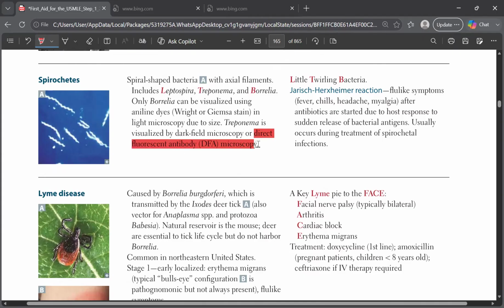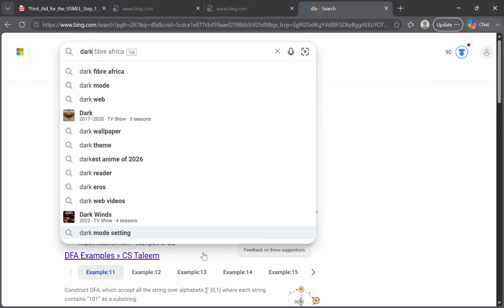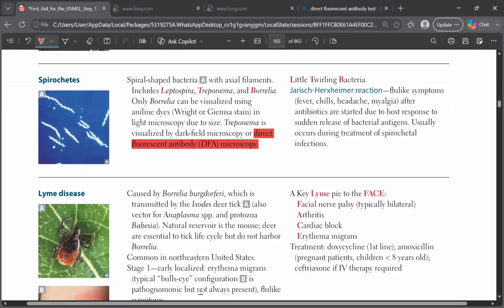I again wish I had better internet so I could search what DFA was, but I think it is worth a try. A direct fluorescent antibody test is a rapid immunofluorescence assay that uses a single fluorescein labeled monoclonal antibody to detect specific microbial antigens directly in patient specimens, producing an apple green fluorescence under a microscope. And this is helpful in detecting Treponema.